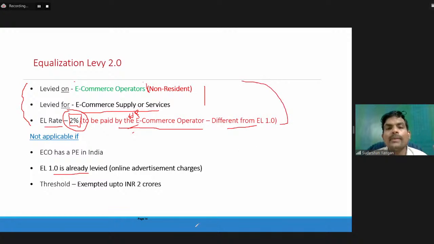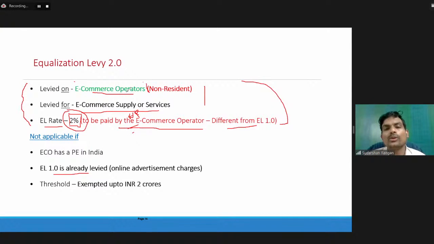So if you are making a payment for online advertisement to a non-resident, equalization levy 1.0, that is 2%, will attract. But here this is a different transaction altogether. E-commerce operators. So here they are targeting a different kind of digital players. They are targeting the likes of Amazon. You imagine in the first situation, you go and buy in Amazon, that is not advertisement. So there it is for an online advertisement service provider who does online advertisement related services.